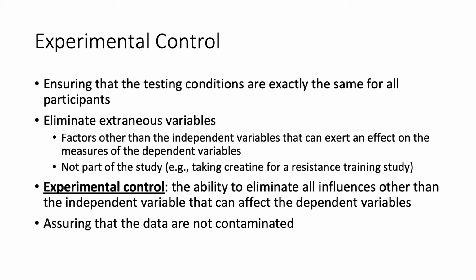Just for example, if you were doing some sort of resistance training study comparing different repetition schemes on muscle growth and strength, you wouldn't want individuals taking creatine. If you have individuals taking creatine, that might influence the results for one group or some repetition scheme that you're looking at. So we want to have some sort of experimental control, and by doing that, we have the ability to eliminate all influences other than the independent variable that can affect the dependent variable. This assures that the data isn't contaminated, say again, by taking creatine. So we have a more meaningful interpretation of the results and can make a solid recommendation on what repetition scheme is best for muscle growth and strength.